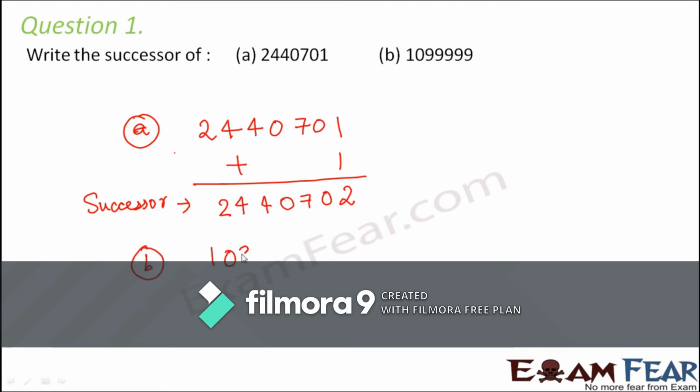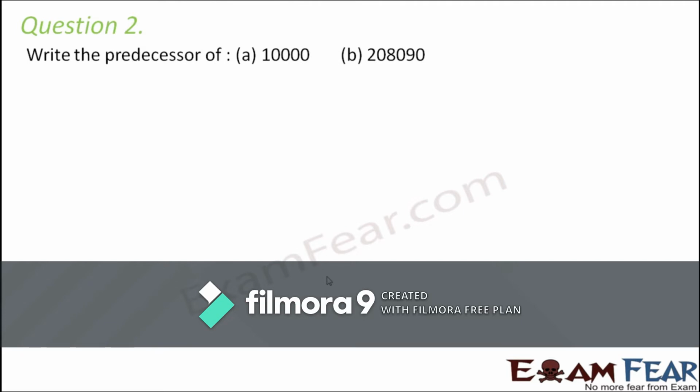Let us look at the next number, which is 10999999. So let's add 1 to it. So when you add 1, this is what you get. So this would be the successor. So 11 lakh would be the successor of this number. Question number 2. What is the predecessor of 10,000?